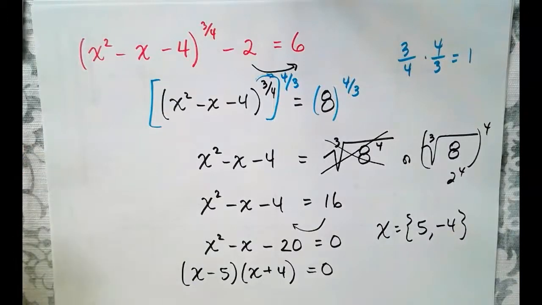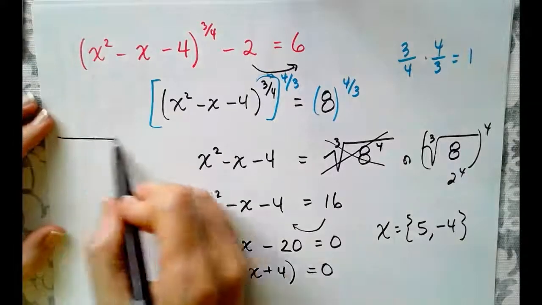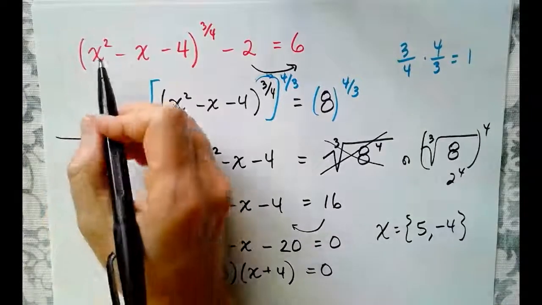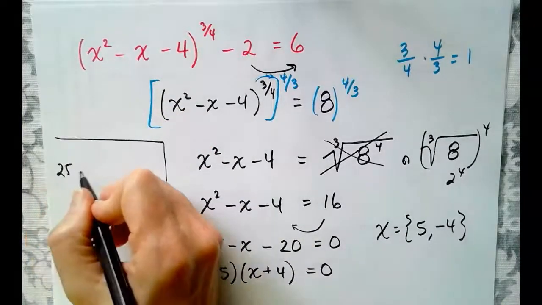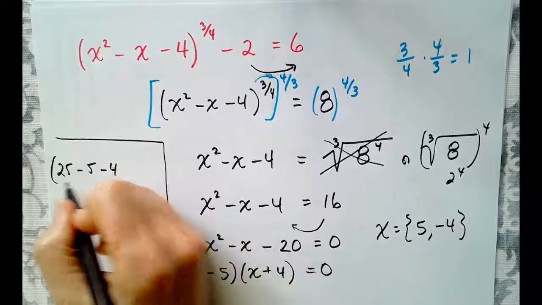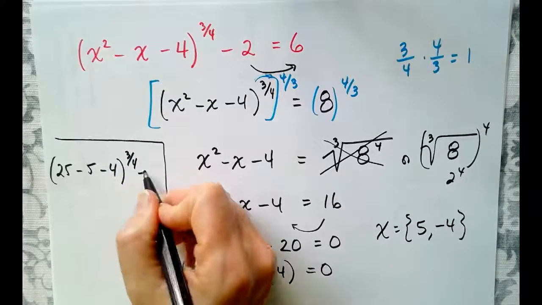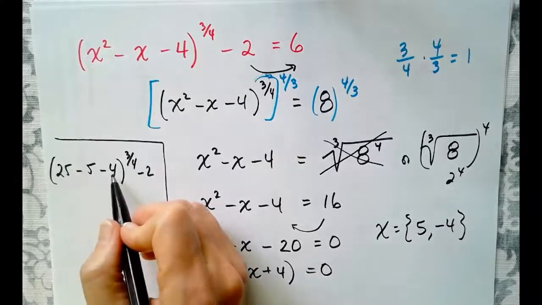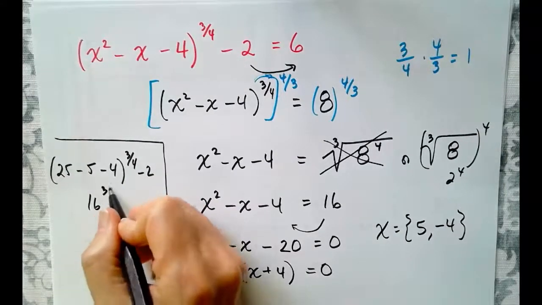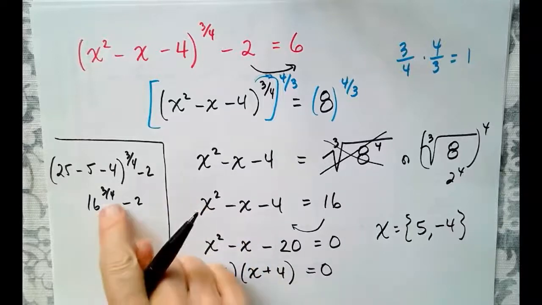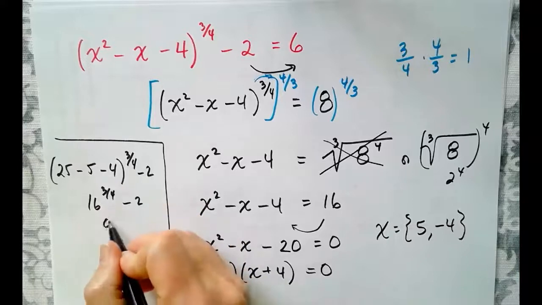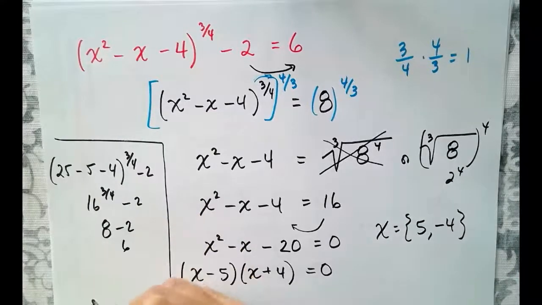Now, we do need to plug them back in and make sure we don't have an extraneous root. So let's give us a check right over here. So 5. 5 squared is 25 minus 5 minus 4 to the 3/4 plus 2. What do we get? So 25 minus 5 is 20. 20 minus 4 is 16. So we have 16 to the 3/4 plus 2. The fourth root of 16 is 2. And 2 to the third is 8. So we do get 8, and 8 minus 2 is indeed 6.